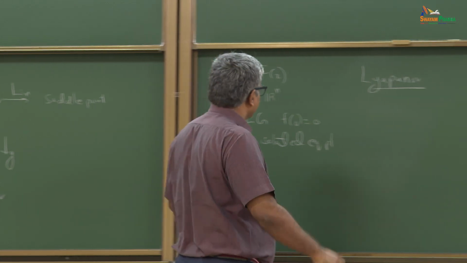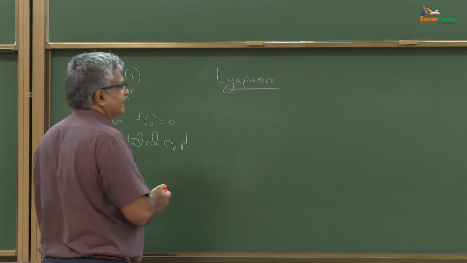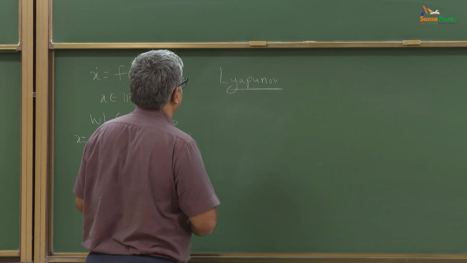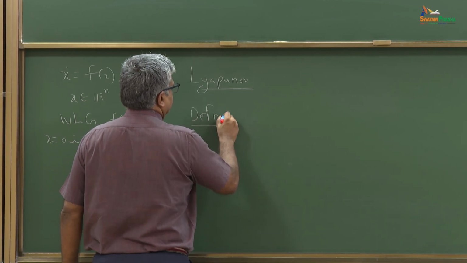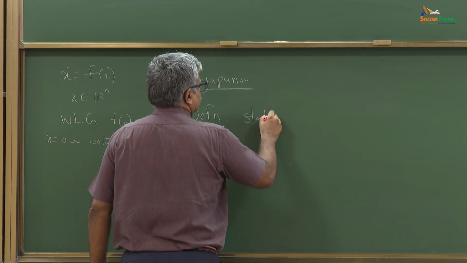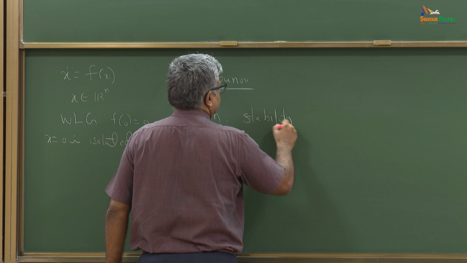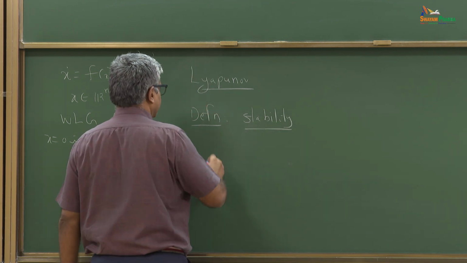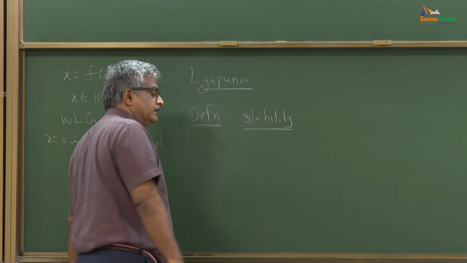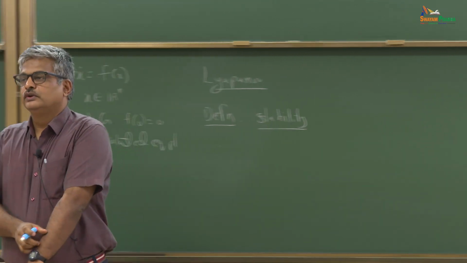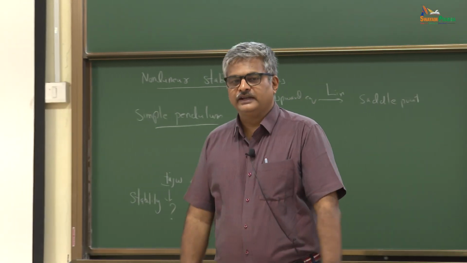So there are different notions of stability. So let us define those and understand them. Okay, so the first one is called just stability, right? So the origin. So when we talk about stability, right?